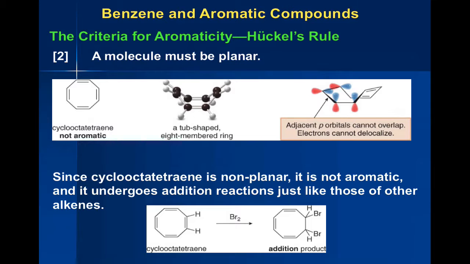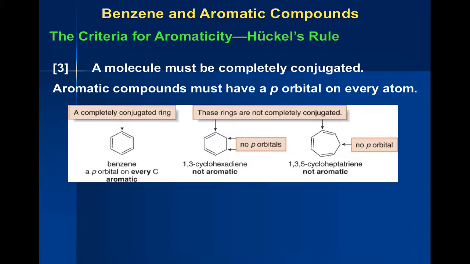So we've got rule number one, which is cyclic, rule number two, which is planar. Rule number three is that the molecule must be completely conjugated. That means that there must be a p orbital on every atom. So if I look at benzene, I've got a p orbital, a p orbital, a p orbital, a p orbital, a p orbital, and a p orbital. All six carbon atoms have a p orbital on them because they're all sp2 hybridized. So this would be an aromatic compound. It would satisfy all three criteria that we've talked about so far.